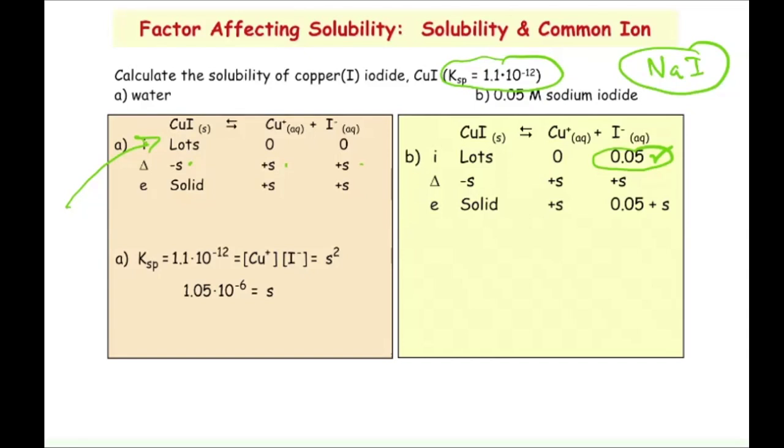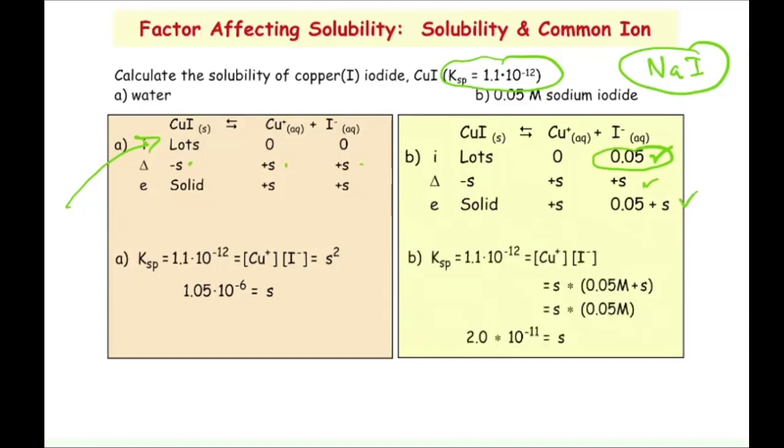Now the math becomes super easy. Why? Because look at this right here. You still work on the ICE table, but now the equilibrium concentration is 0.05 plus S. And so when you set up the math, you're going to get this right here. Copper times iodide equals 1.1 times 10 to the minus 12. Still, that's your fundamental equation. But now this part right here is the iodide concentration.